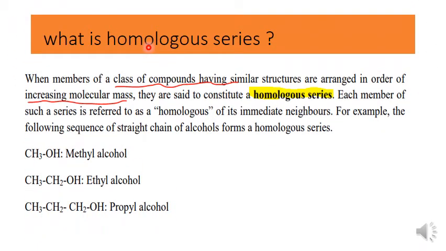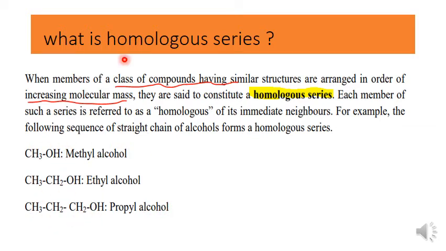Homologous series. A homologous series is a set of members of a class of compounds having similar structure, arranged in order of increasing molecular mass. Each member of such a series is referred to as a homologue of its immediate neighbor. For example, the following sequence of straight-chain alcohols forms a homologous series: methyl alcohol, ethyl alcohol, propyl alcohol. This is the homologous series.